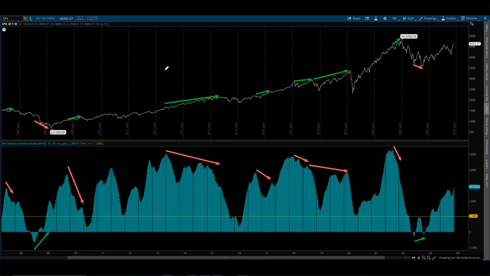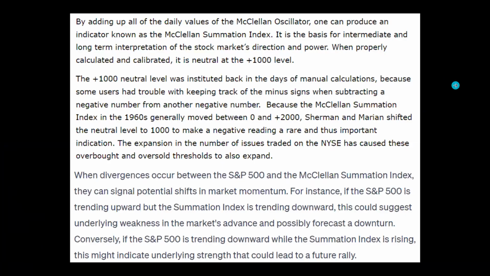And so we'll go over how to use the McClellan Summation Index as a leading indicator. One of the reasons that I really like to look at it is that it also spotted the bottom here in October of 2022. It gave a very good buy signal and a really good leading indicator that things could potentially start going bullish. We'll break that down, but let's give you guys a quick definition.